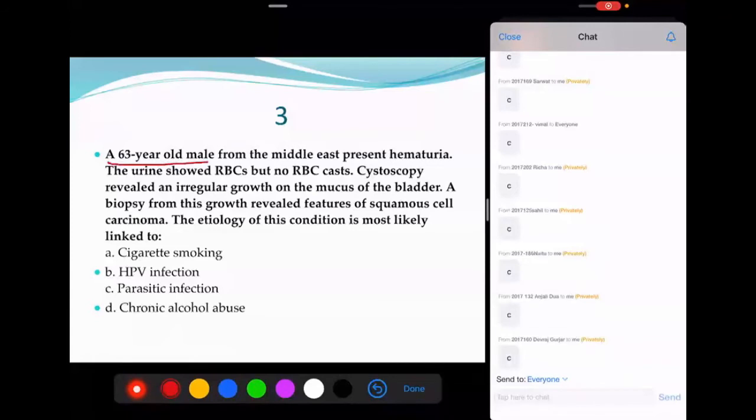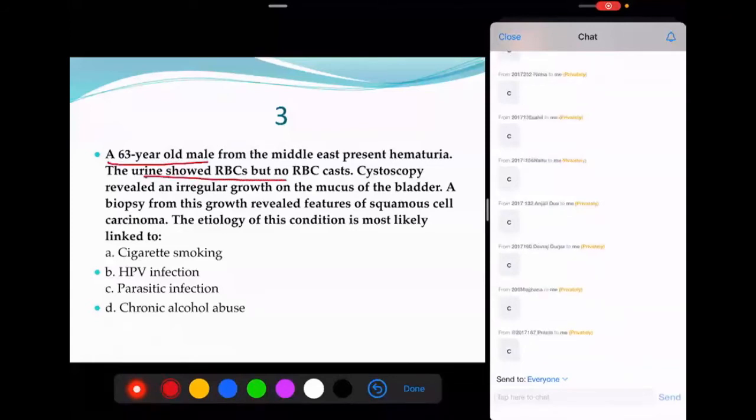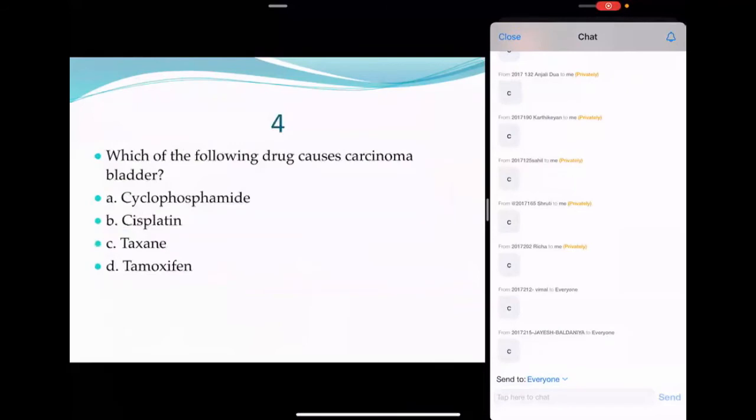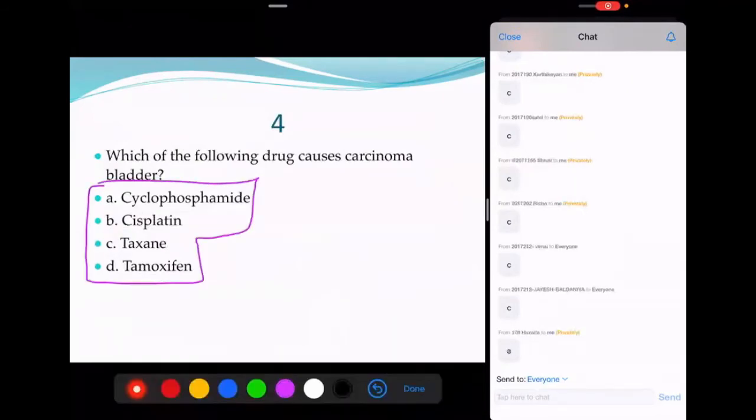A 63-year-old male with hematuria. Cystoscopy shows bladder growth. That is saying blood. This is bladder cancer, and on biopsy, squamous cell was seen. So it is not a transitional cell carcinoma. It's a squamous cell carcinoma. And you have to identify among these risk factors which causes squamous cell carcinoma. Cigarette smoking causes TCC. HPV, human papillomavirus, no role. Alcohol, no role. Parasitic infestation, that is schistosomiasis, right? All are anti-cancer drugs. Among these anti-cancer drugs, cyclophosphamide can cause bladder cancer. So the answer is A. You're correct.